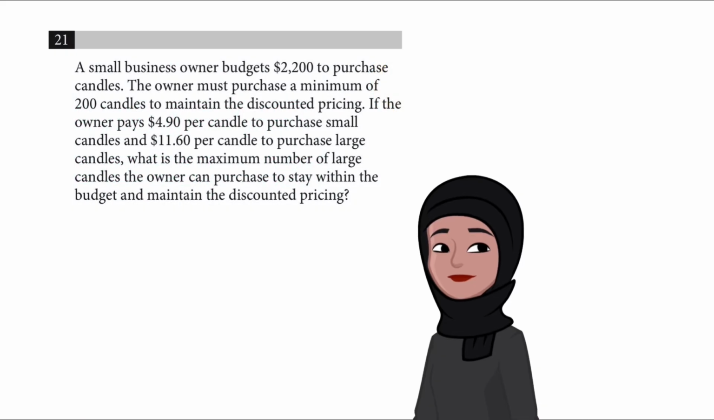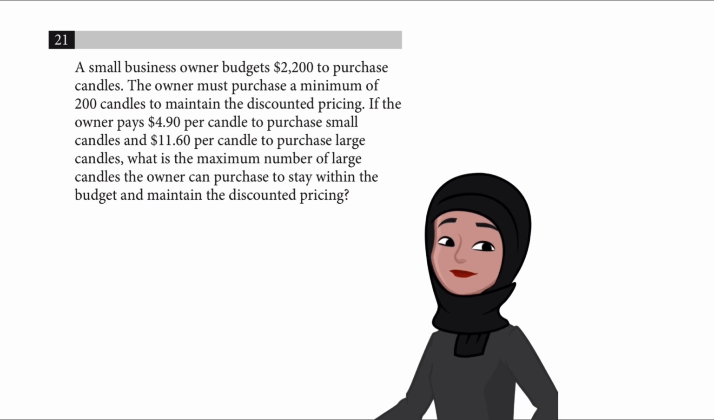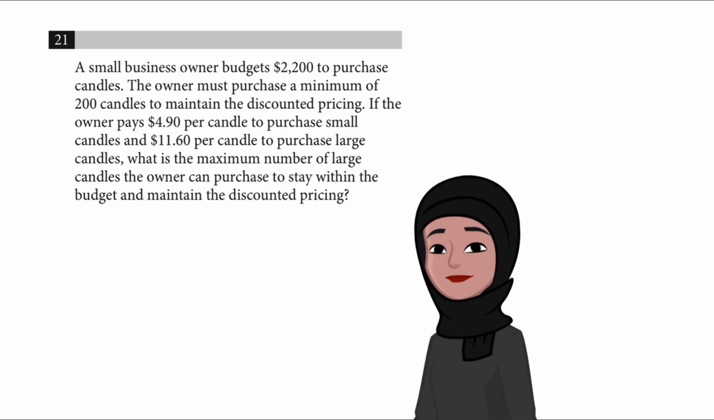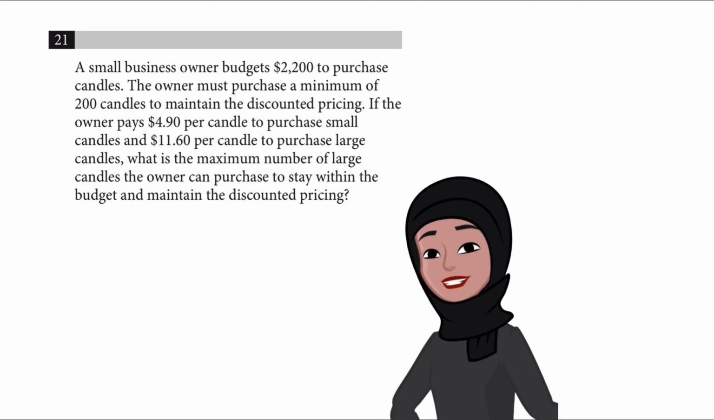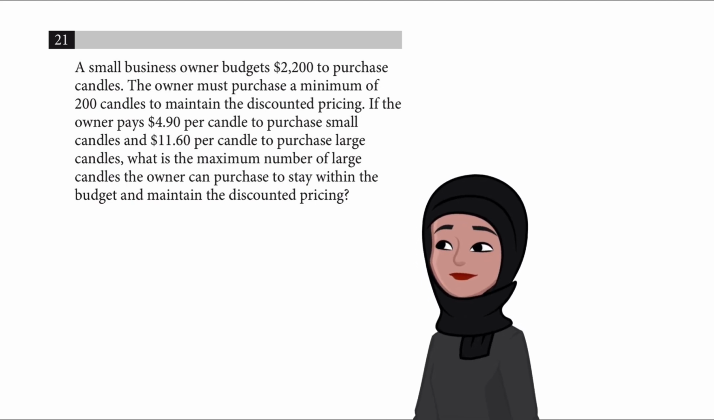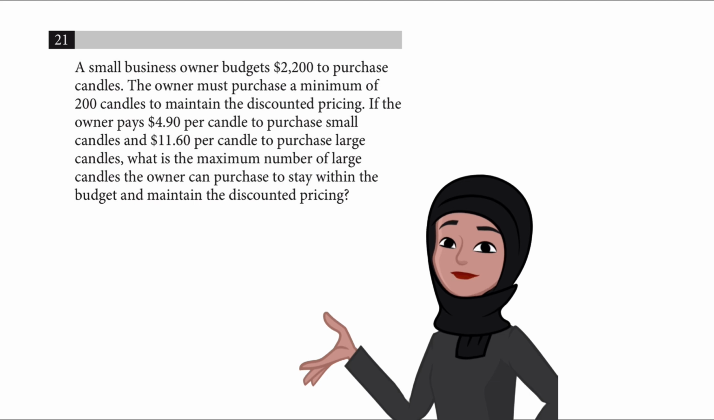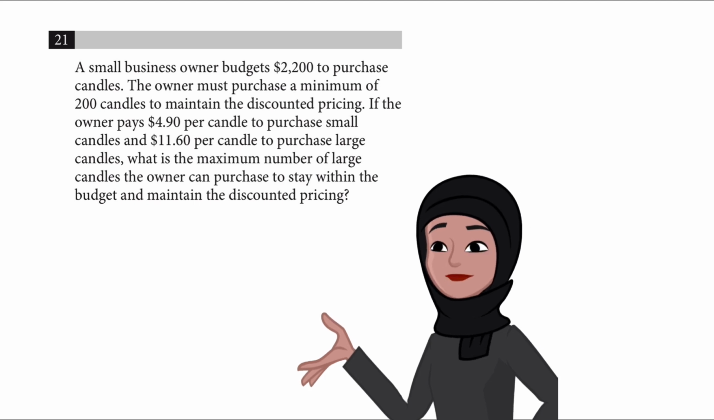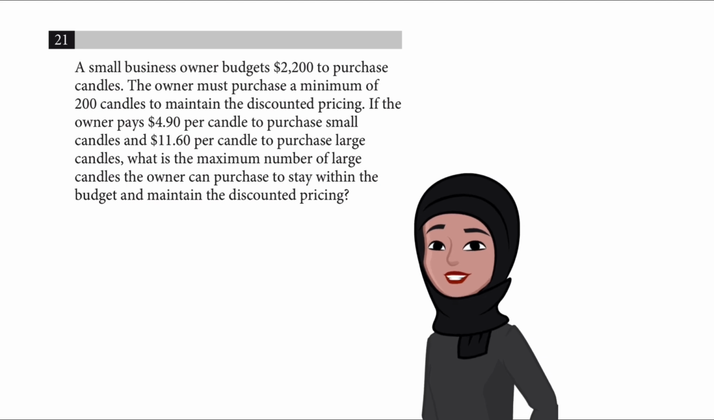Question number 21. A small business owner budgets $2,200 to purchase candles. The owner must purchase a minimum of 200 candles to maintain the discounted pricing. If the owner pays $4.9 per candle to purchase small candles and $11.6 per candle to purchase large candles, what is the maximum number of large candles the owner can purchase to stay within the budget and maintain the discounted pricing?